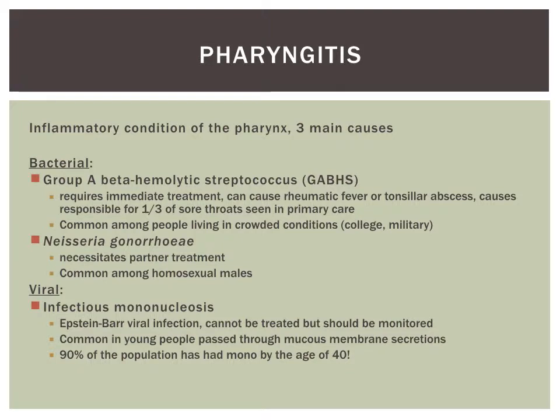I'm going to quickly review pharyngitis, which is an inflammatory condition of the pharynx. There are 3 main causes, which we'll review in these slides. They're bacterial in nature, viral. Of note, one of the most common bacterial is the group A strep. There's also Neisseria gonorrhea, viral EBV or Epstein-Barr virus. This can't be treated but should be monitored, and mononucleosis. Of note, 90% of the population has had mono by the age of 40, which means that many of us have had it and are not aware.